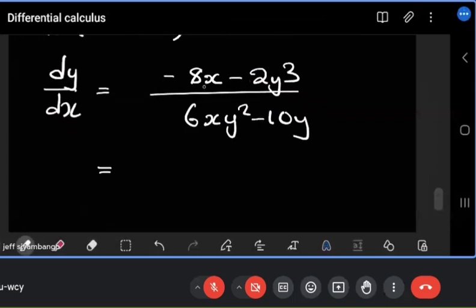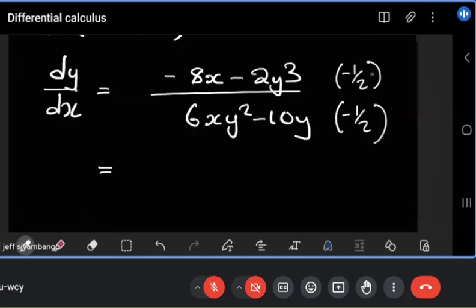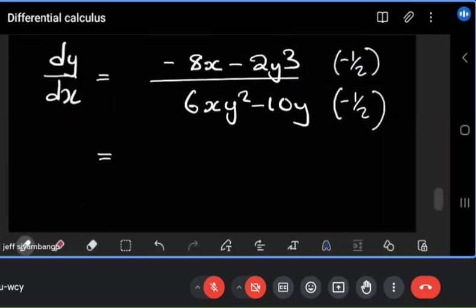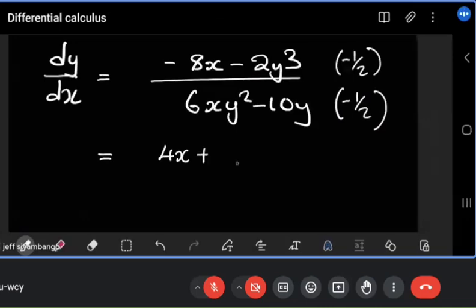What that will do is, every term will be divided by negative 2. So that in the end, like I'm multiplying by negative half on top and also multiplying by negative half down. So that in the end, I'm basically multiplying by 1. So I'm not changing the expression. The first term becomes positive. 8 divided by 2 will give us 4x.